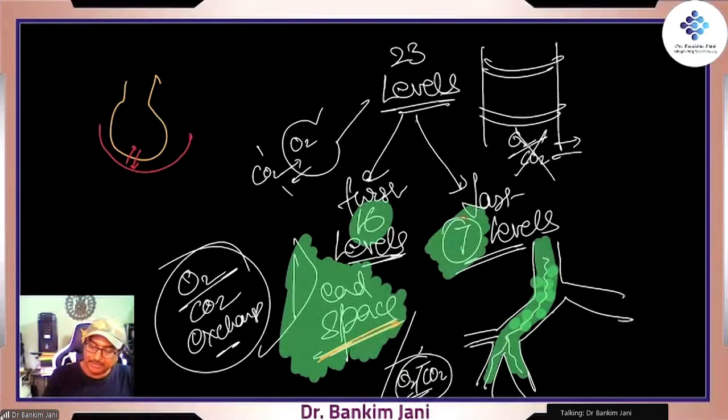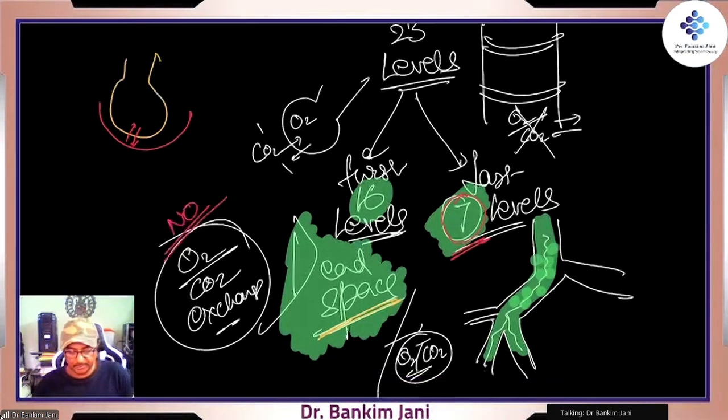It is only in the last 7 levels that gas exchange actually occurs, right? Very important concept. The first 16 levels are dead space. That means over here, oxygen and carbon dioxide exchange does not occur. No exchange. So they are called dead space.